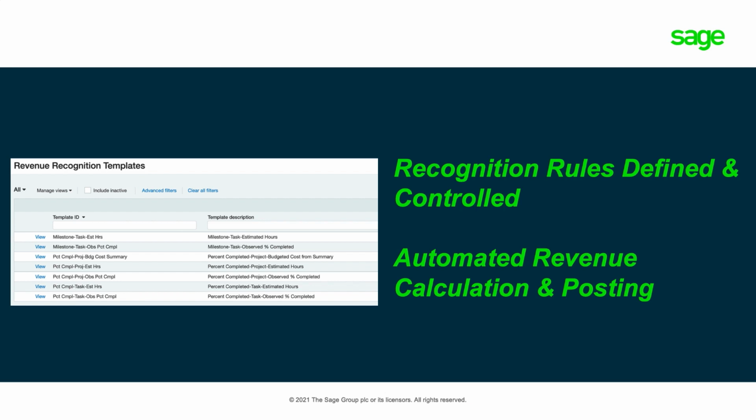So what you've seen is how with Sage Intacct, recognition rules can be defined and controlled in the system. Revenue calculation is automated based on the data held on the projects or the tasks, and posting can be manual or can happen completely automatically.